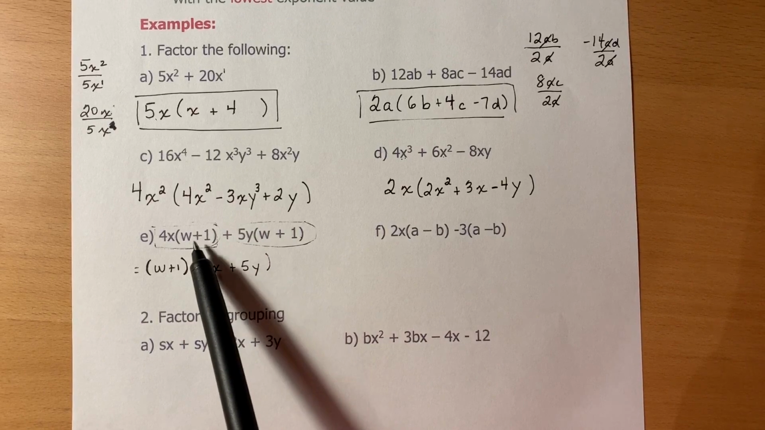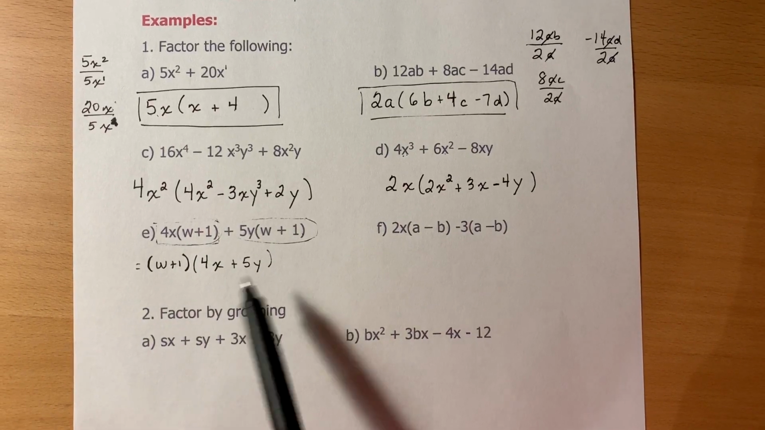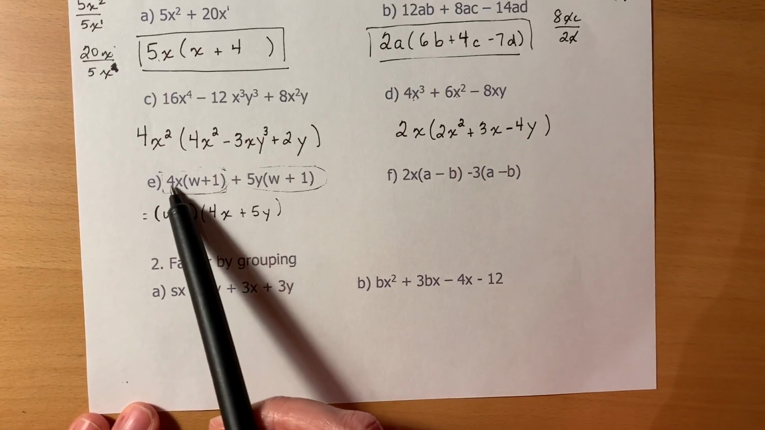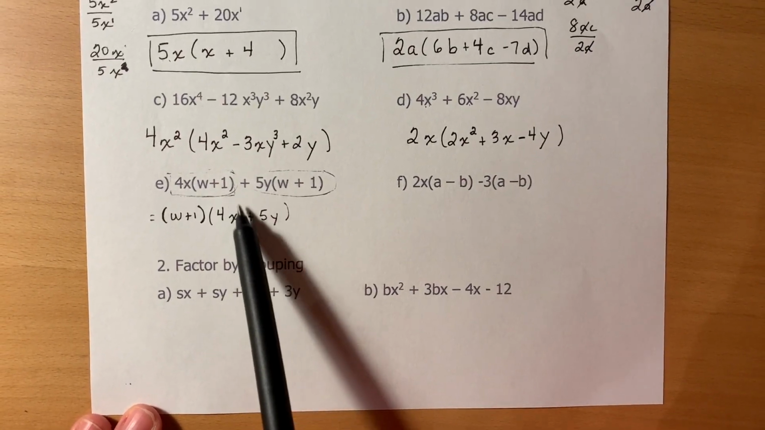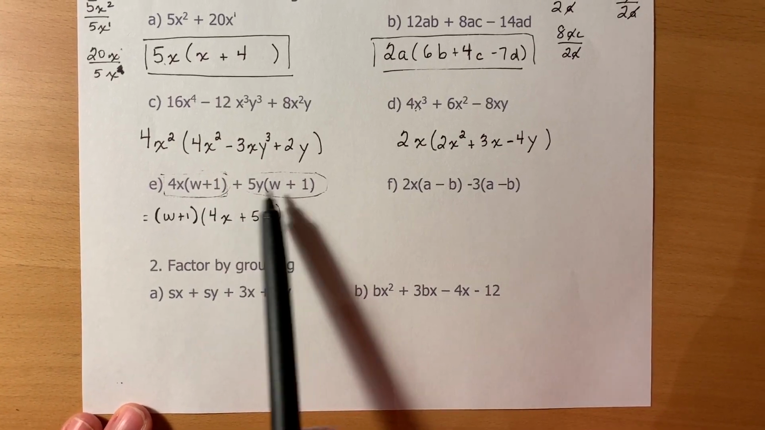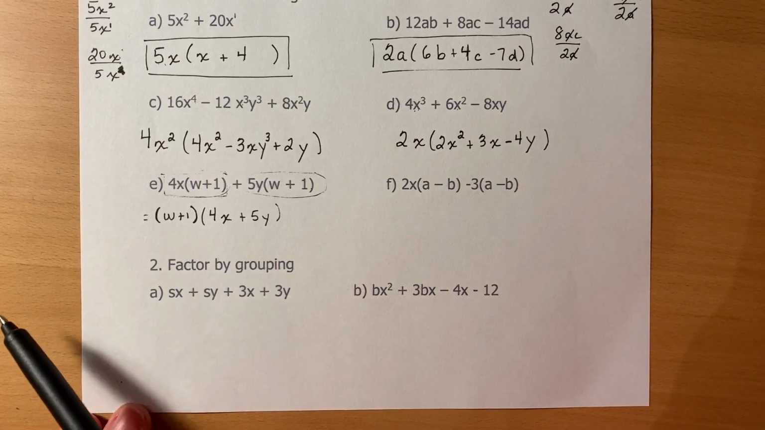So if the brackets are the same, the bracket is your common factor. What you're going to have left in the other bracket is just the numbers that are in front of the bracket. So 4x plus 5y. And the brackets have to be identical. You can't have one positive, one negative. They have to be identical.